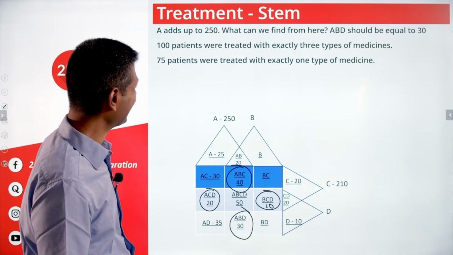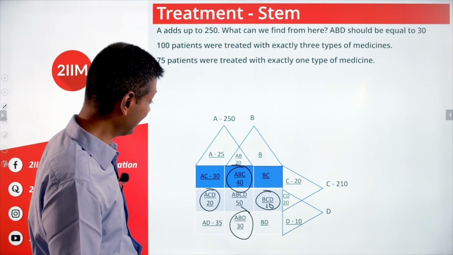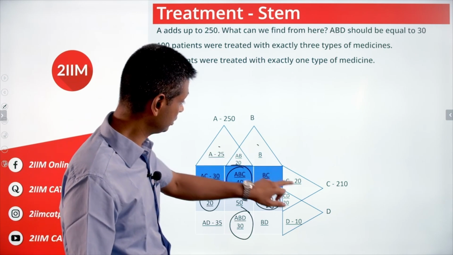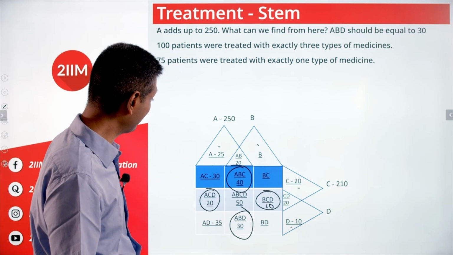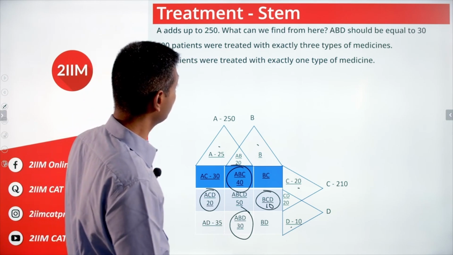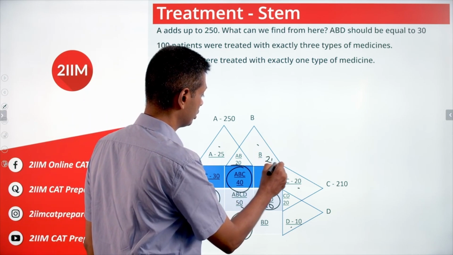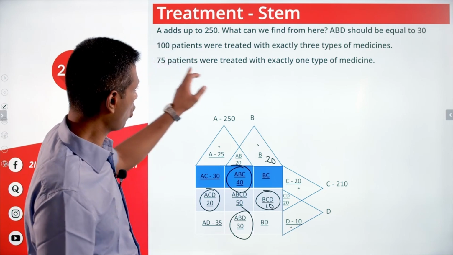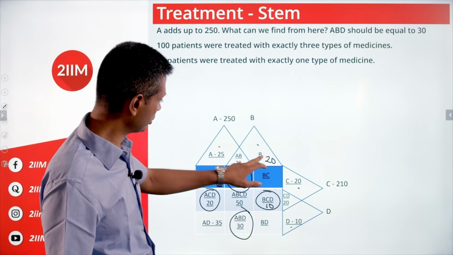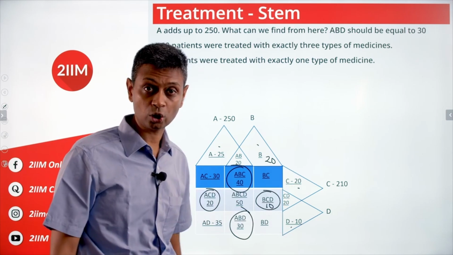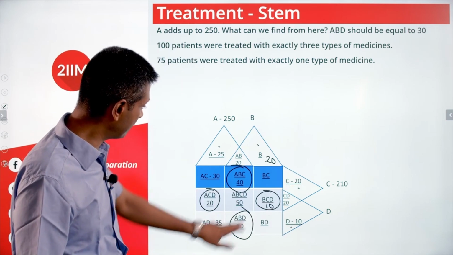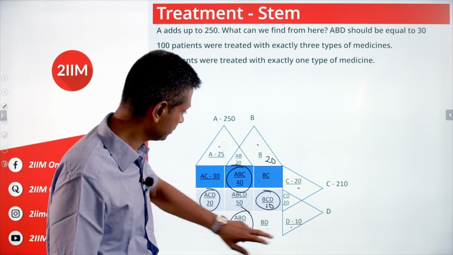75 were treated with exactly 1 type of medicine. 75, exactly 1. This we know. 20 plus 10, 30. 30 plus 25 is 55. 75 totally, so B should be 20. With only 1 type, so 25 plus 20, 45, plus 20, 65, plus 10, 75. That also adds up. So we need to get BC and BD.